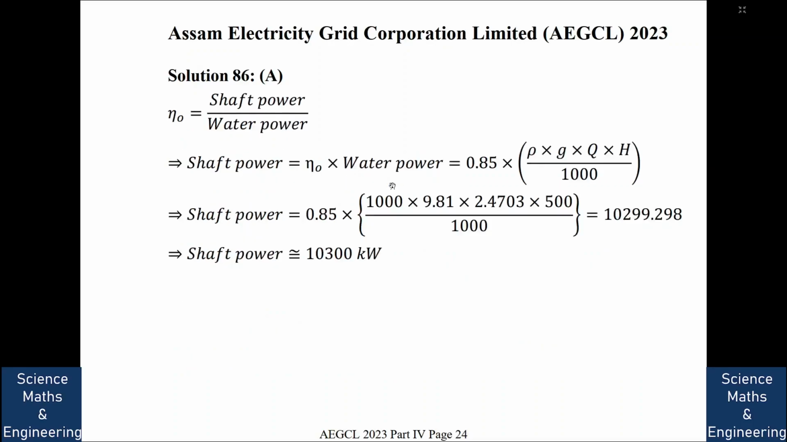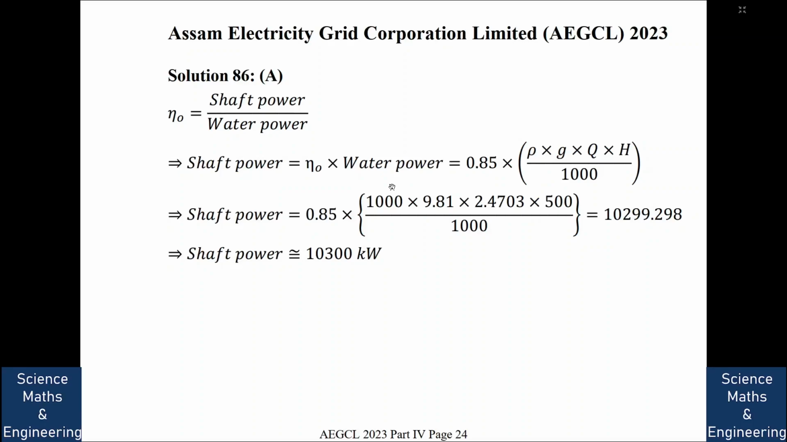So next we see that overall efficiency is equal to shaft power divided by water power. Now shaft power would be equal to the overall efficiency into water power. Now overall efficiency is 0.85 and water power would be how much? Rho gh into q divided by 1000. So it will give in kilowatt. So from here we get shaft power is equal to 10299.298, which is almost equal to 10300 kilowatt.